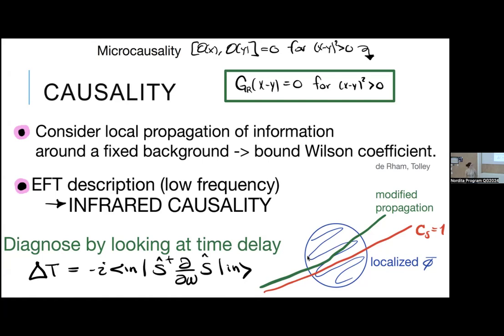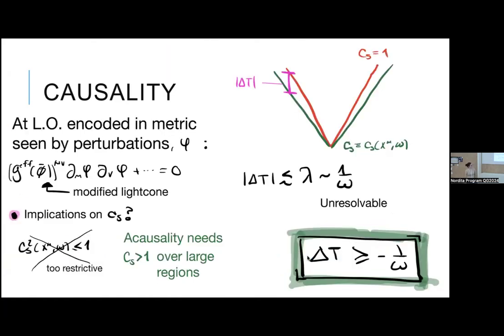Okay, so just to clarify again, here I'm going to be looking at causality in terms of measurements of time delays that tell you how far your Green's function actually has support outside of your standard light cone. And if it's small but negative, as small as 1 over omega, then it's okay because you're not going to be able to measure it, but in principle, you want it to always be positive.